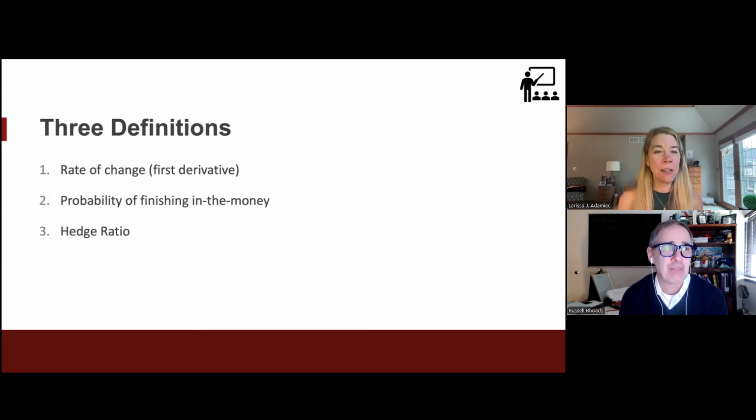Okay, so we can think of delta with three different definitions. Again, we've talked about the first derivative is the rate of change, which is all a derivative is. And then it's roughly the probability of finishing in the money. So if we have an option that's at the money, that delta is going to be 50 or 0.5. The two conventions are to have it at 50 or 0.5. They are equivalent. And that is saying that there is a 50% chance of it finishing in the money or finishing out of the money.